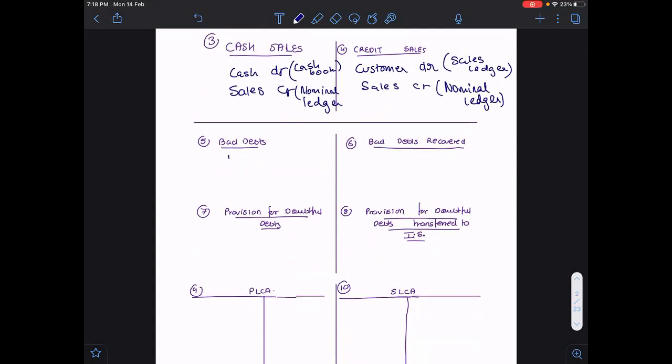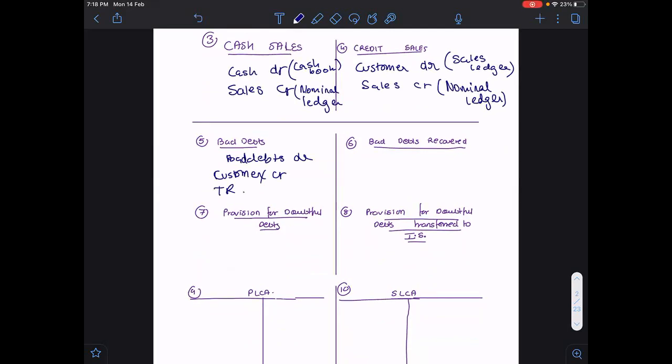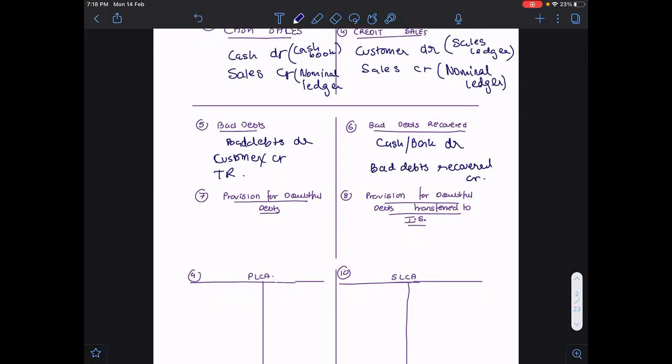Bad debts debit, and customer credit, trade receivable credit. Bad debts recovered: cash/bank debit, bad debts recovered credit. Right.